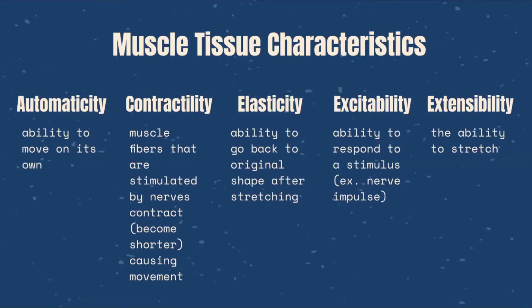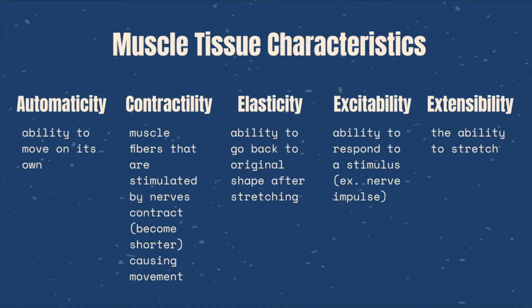Okay, now we're going to talk about muscle tissue characteristics. So we have 5 characteristics in every single type of muscle, and it basically gives muscles the ability to do what they do. So automaticity, that is one of the characteristics of muscles. It's basically the ability muscles have to move on their own. We have contractibility. That's basically muscle fibers that are stimulated by nerves, and when those muscle fibers contract, the muscle becomes shorter, which causes movement.